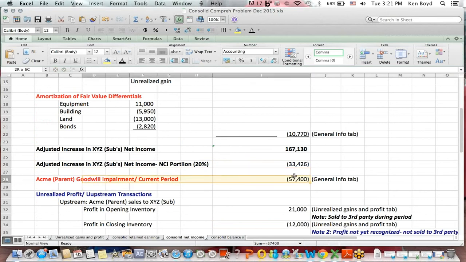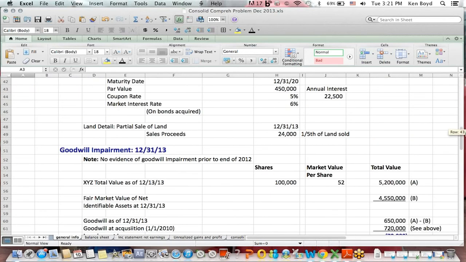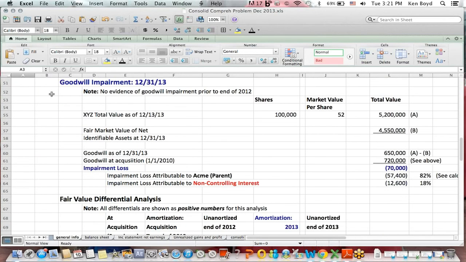I need to talk about goodwill impairment because goodwill impairment reduces this net income calculation. So let's go over to that. This is something I didn't cover on the videos so far. So you'll see on the General Information tab, here's goodwill impairment for the end of 2013. And there's a note that there's no evidence of goodwill impairment prior to the end of 2012.